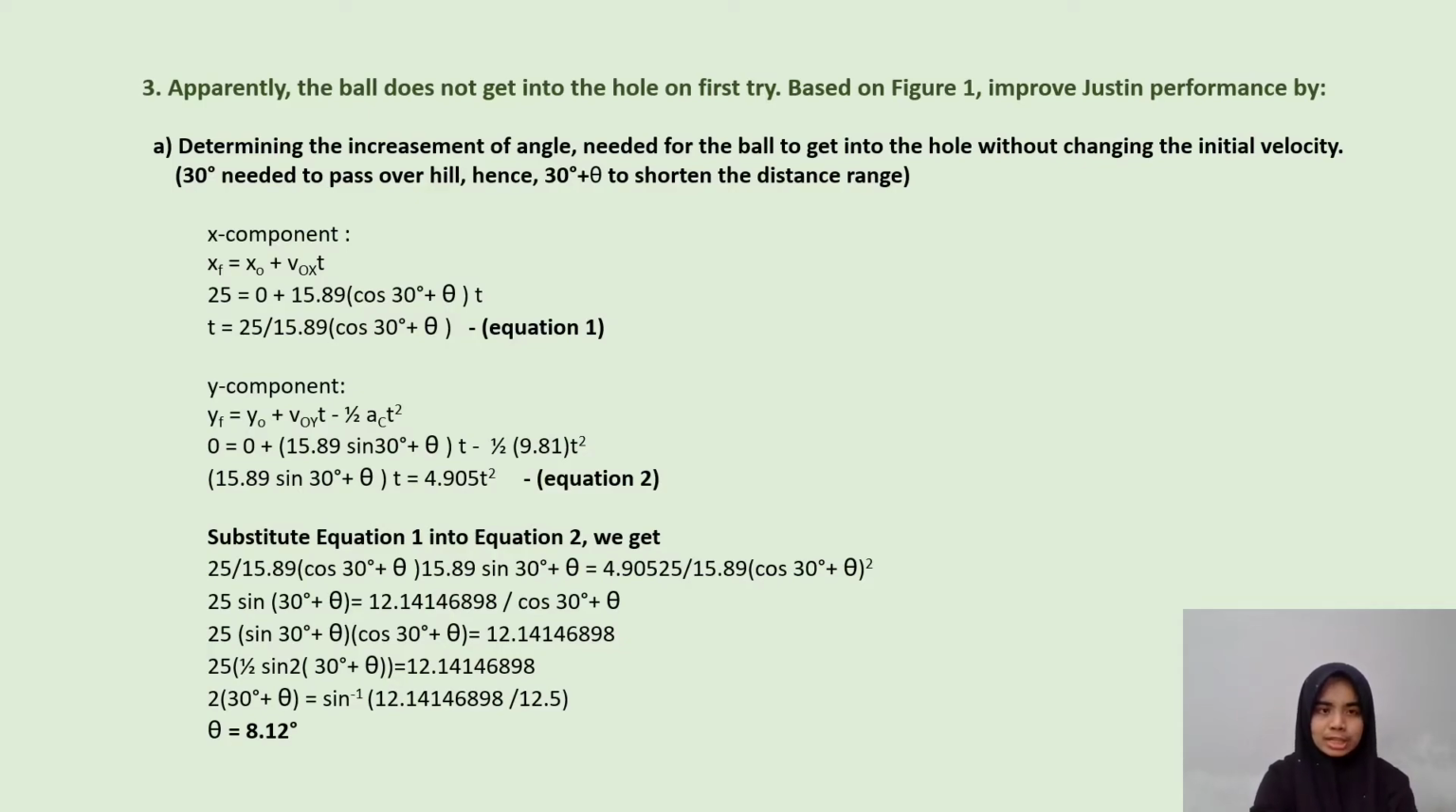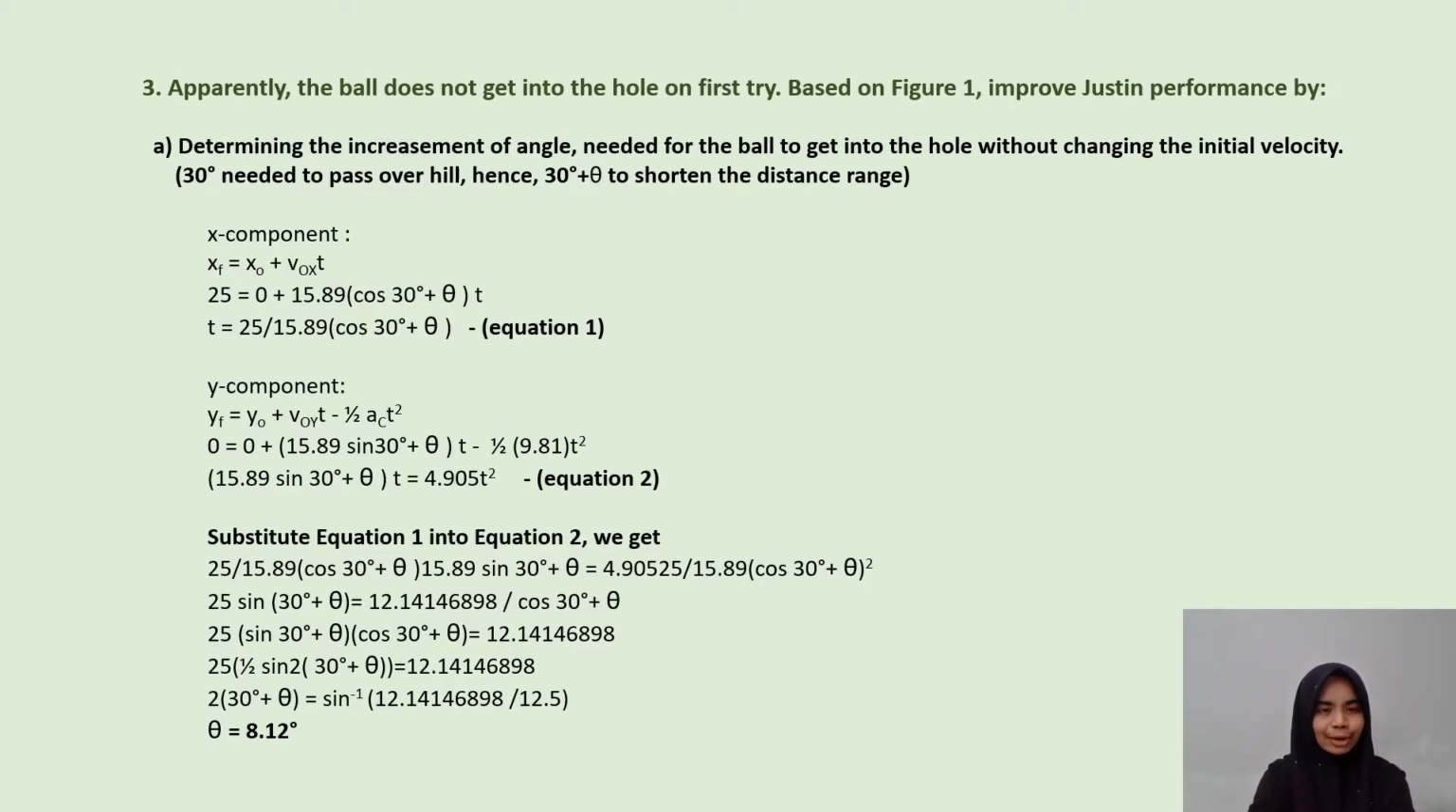Next, we move to the next slide, which is question 3. The question given is, apparently the ball does not get into the hole on the first try. Based on figure 1, improve Justin's performance by A, determining the increment of angle needed for the ball to get into the hole without changing the initial velocity. 30 degrees is needed to pass over the hill. Hence 30 degrees plus theta to shorten the distance range.